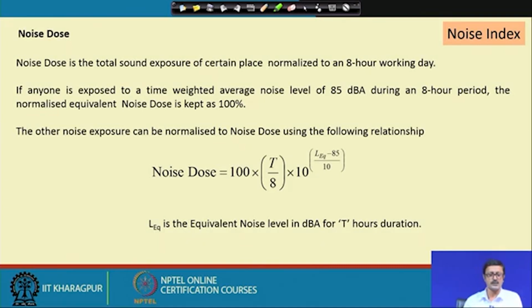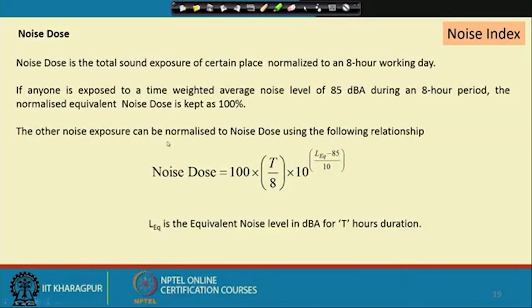So, what we have seen in the L equivalent is the totaling: if you have n number of SPL levels with durations T1, T2, T3, Tn, it gives you an average scenario of what the actual equivalent level of the noise should be for that timeline. But here it is not for different noise levels, it is for a particular single noise level exposed for that particular time. So, it is very important for industrial noise calculations also.